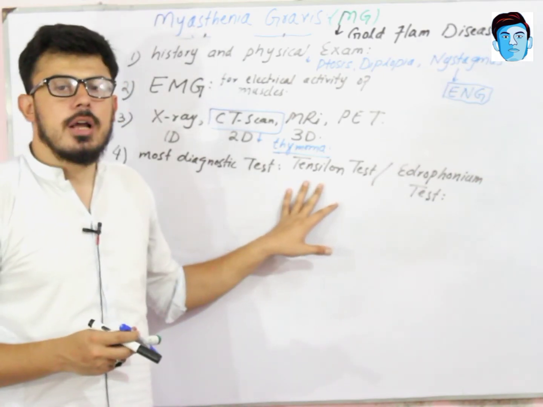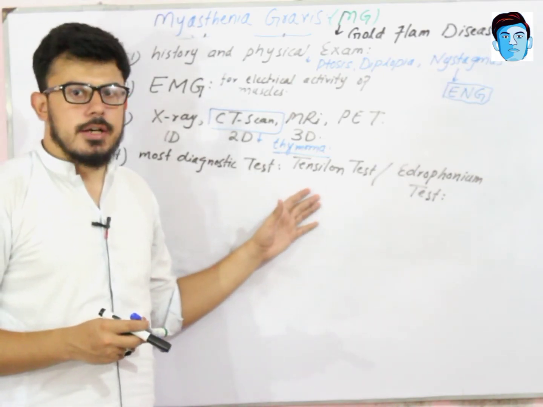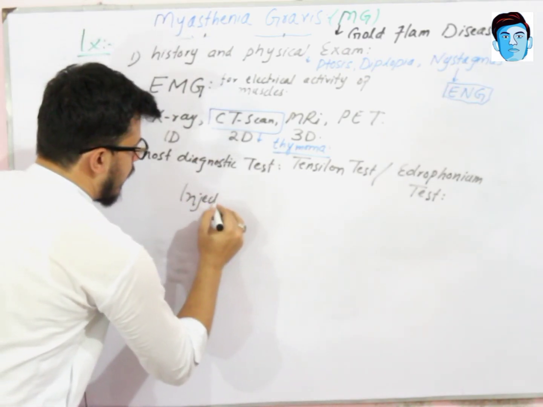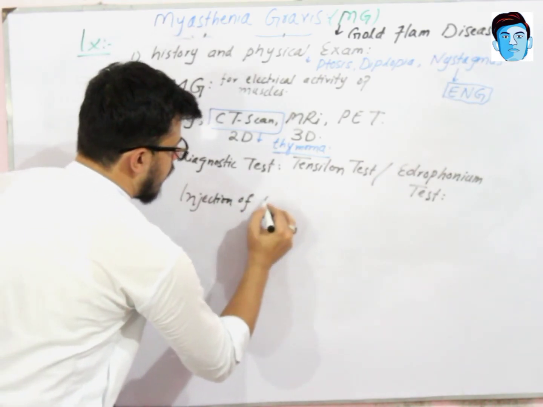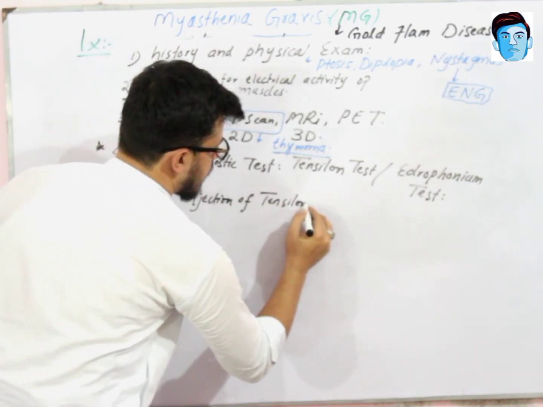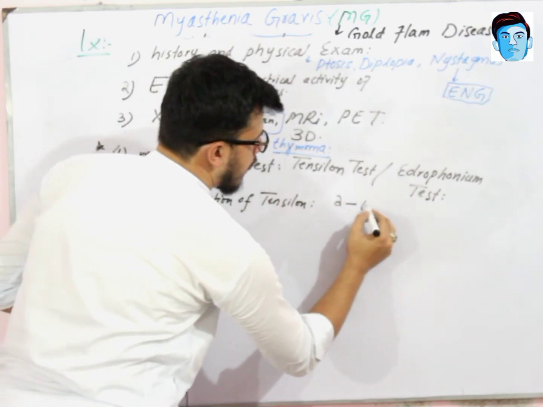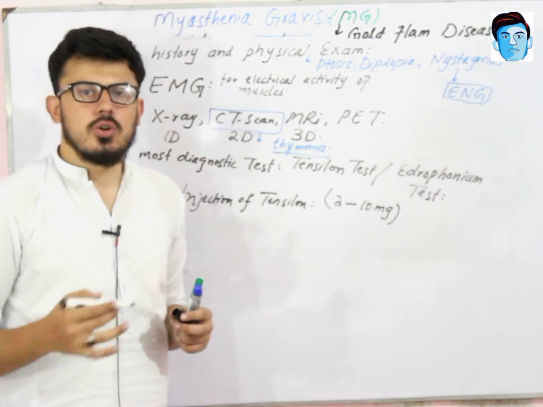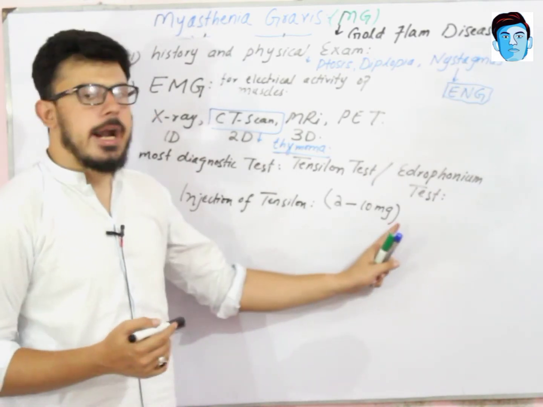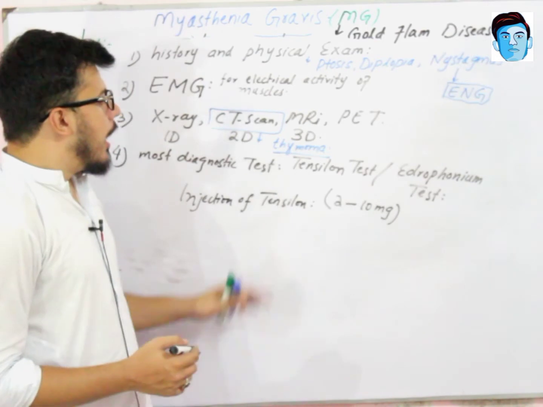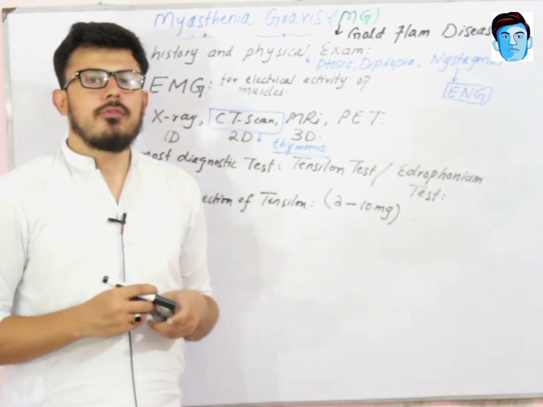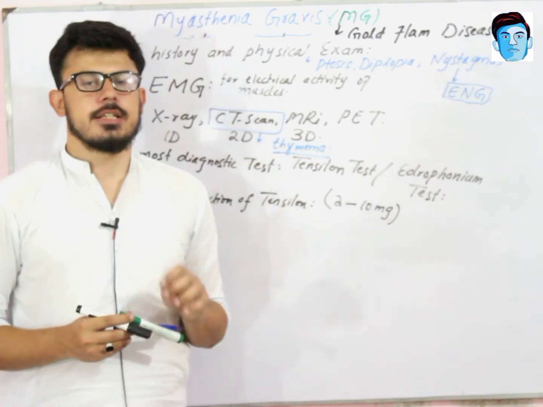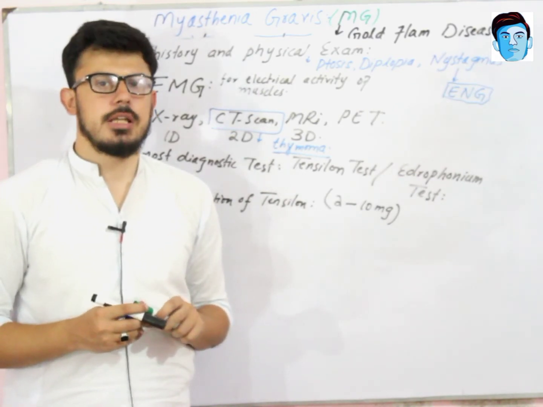Here the Tensilon is injected, in a dose of 2 to 10 mg. Initially 2 mg is administered. If there are no changes, then administer 8 mg. Now, if we inject the Tensilon and after that the muscle shows improvement, that means the Tensilon test is positive and the patient has myasthenia gravis.